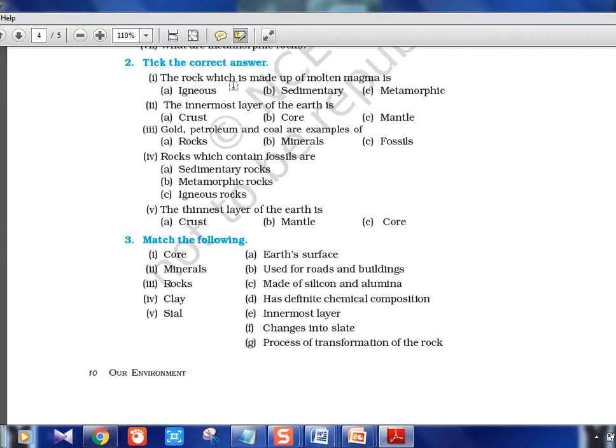Basic questions. The rock which is made up of molten magma is igneous. The innermost layer of the earth is core. Gold, petroleum and coal are examples of minerals. Rocks which contain fossils are sedimentary rocks. The thinnest layer of the earth is crust, okay. So this chapter never even comes back for revision. Okay, these are very simple, silly chapters.